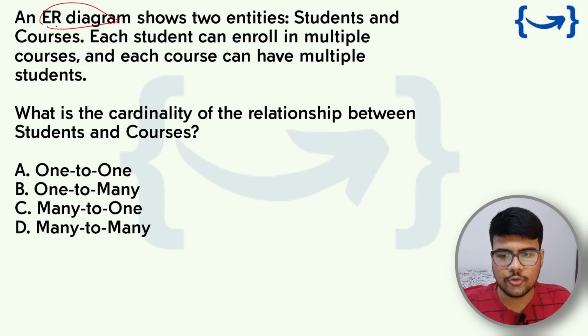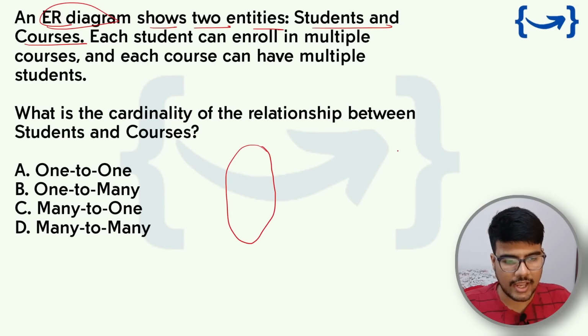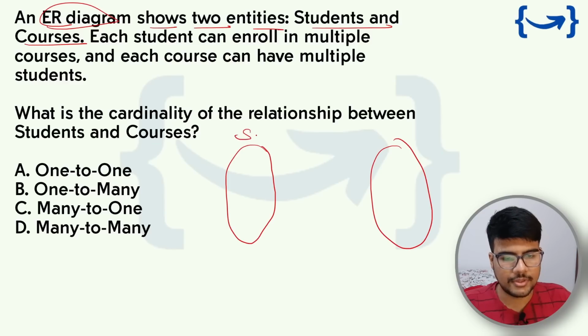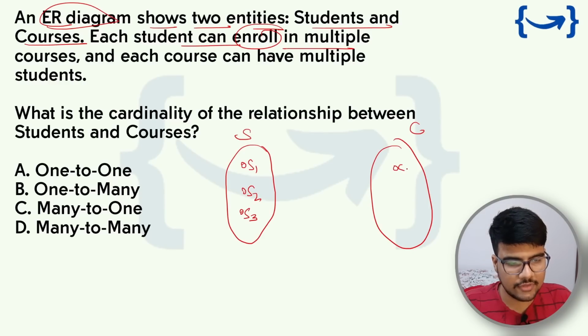An ER diagram shows two entities, students and courses. So let me create an ER diagram which has students and courses. Let S denote students and C denote courses. So let me say S1, S2 and S3. Each student can enroll in multiple courses. So let me create C1, C2, C3, which denote courses.